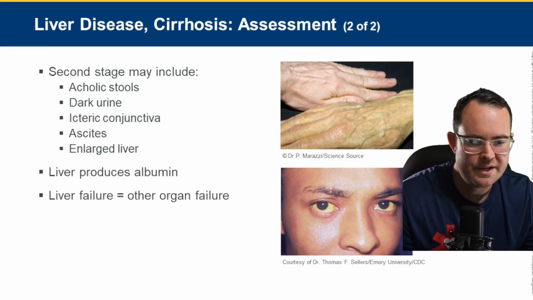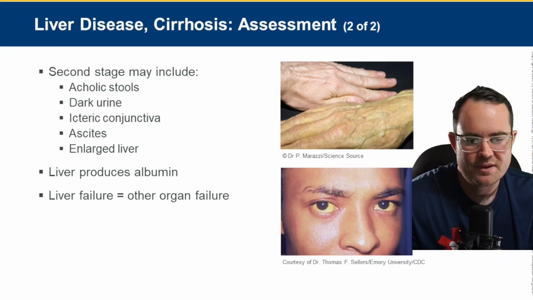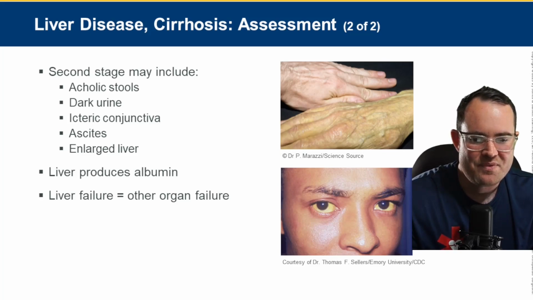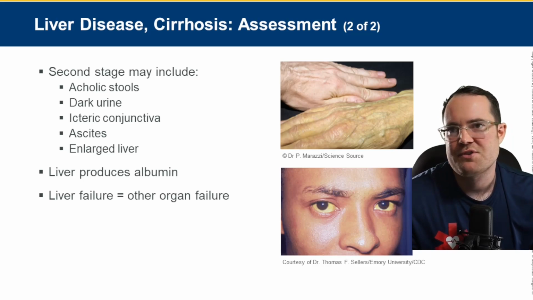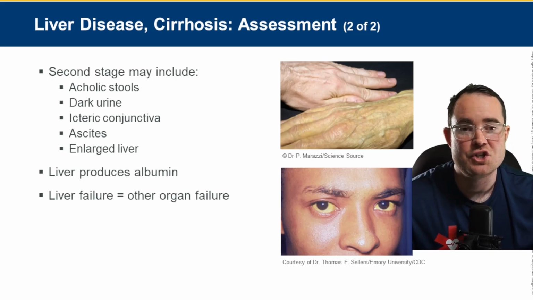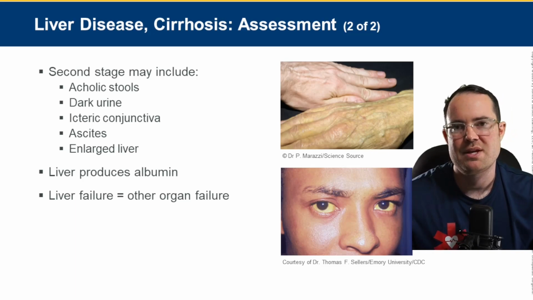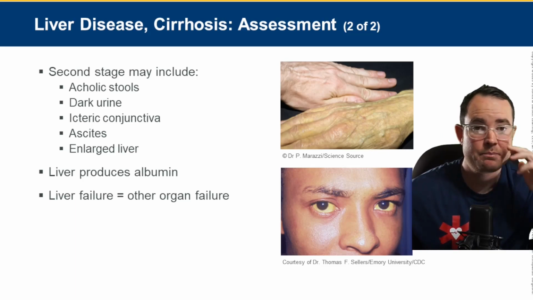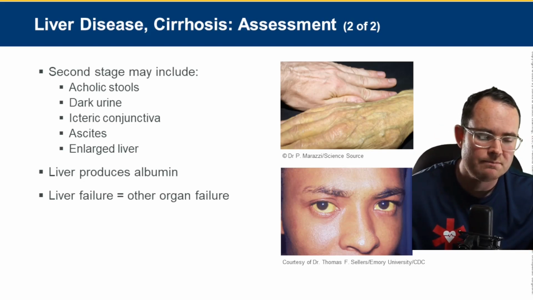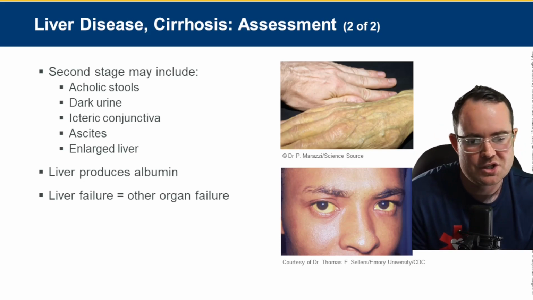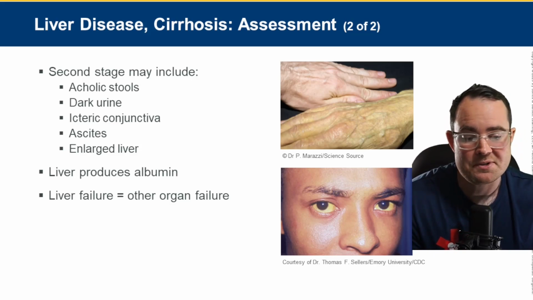Some photos behind me here. We got jaundice being shown. I know it says icteric conjunctiva. Another term that you might see in a test, they'll say conjunctival icterus. All that means is jaundice. It just means a yellowing pigmentation that you'll see in the sclera of the eyes. Remember, your sclera should be white. So if there's any yellowing, just like you see in this photo here, that's a bad sign of cirrhosis.